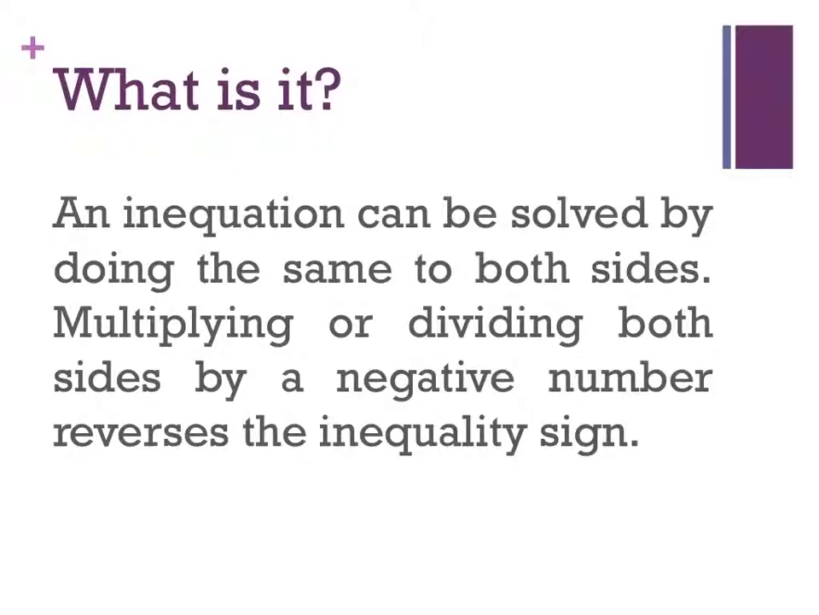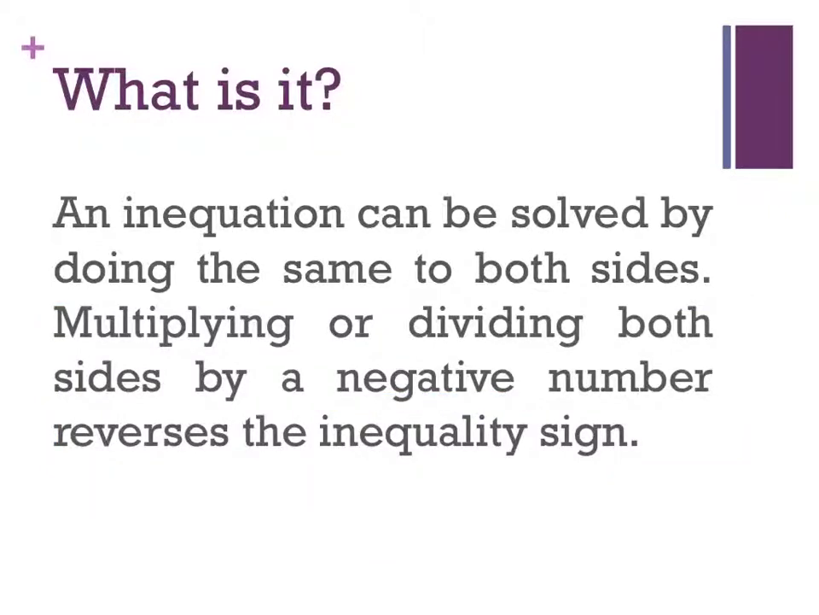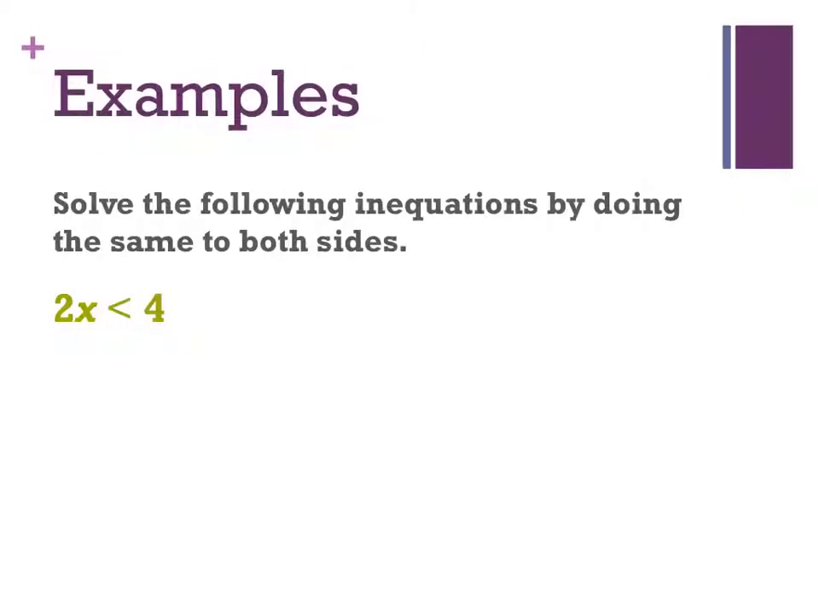Now, another important thing to note with inequations, if we multiply or divide both sides by a negative number, okay, so if there's a negative number like -2 against the pronumeral, that reverses the inequality sign. So that's a really important thing that you'll have to remember. If we multiply or divide both sides by a negative number, I have to flip my inequality sign. Let's have a look at a few examples.